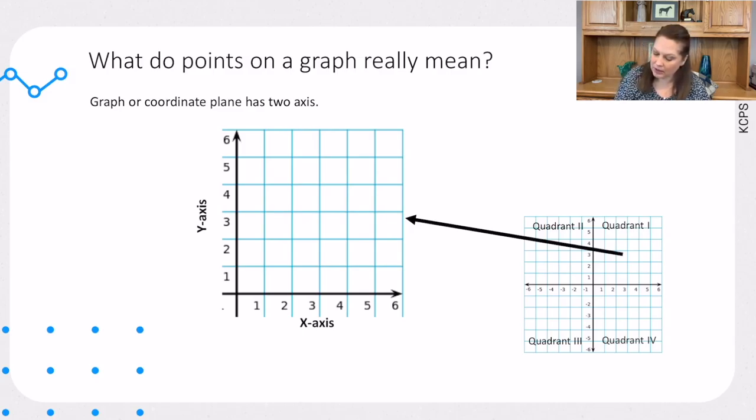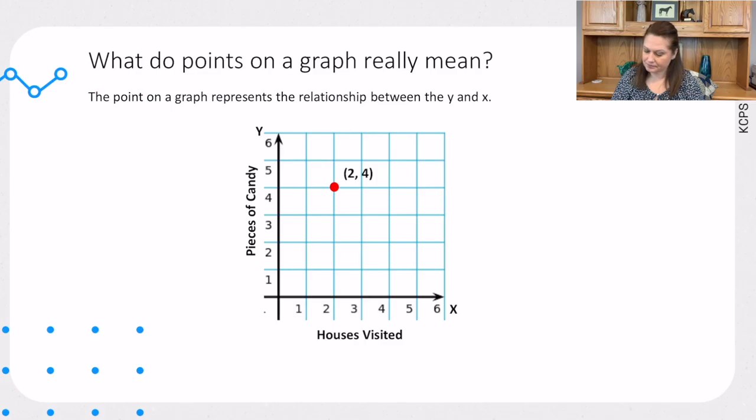You'll also notice that in quadrant one, our x is horizontal. Okay, this is for all quadrants, just not quadrant one. And our y is vertical. Okay, now that tells us something about our points. When we look at that graph, we'll use our point 2, 4. We have a proportional relationship between the number 2 and the number 4.